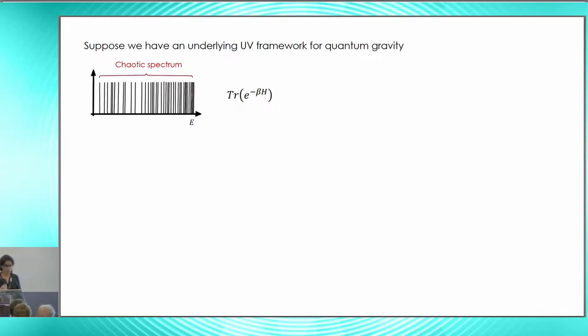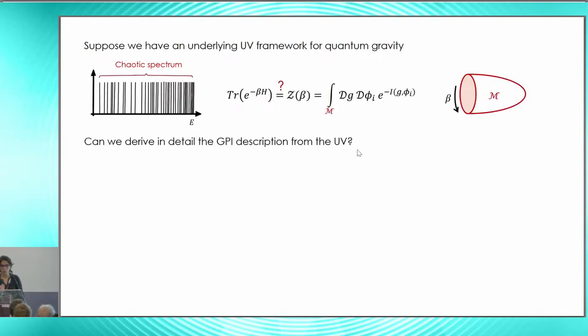Now, even if I believe that there's a theory of quantum gravity, a UV framework for which this is true, one of the open questions is basically, can we derive this in detail? From here, can we derive the gravitational path integral in detail? Okay? So can I make a very specific and precise connection between these two concepts? This is what I want, okay? This is what I think is an important question to ask in a UV complete theory of quantum gravity.